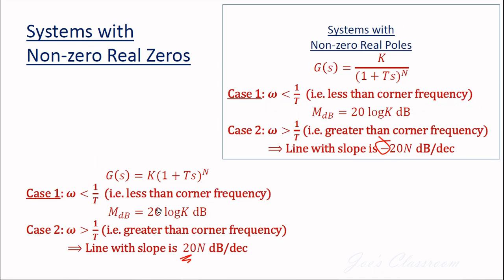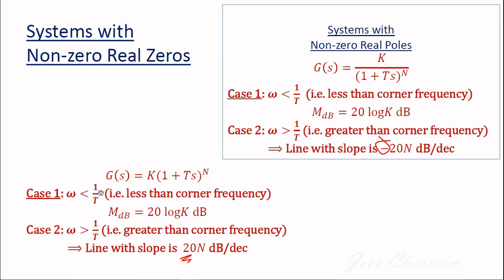Also, if I take the case of systems with poles and zeros, what is going to be the line for frequencies lesser than the corner frequency and frequencies greater than the corner frequency. For frequencies lesser than the corner frequency, in the case of poles, if the transfer function looks like this with this term in the denominator, then the magnitude of the line for frequencies lesser than this corner frequency is this 20 log k. That is not going to change here in the case of zeros also.